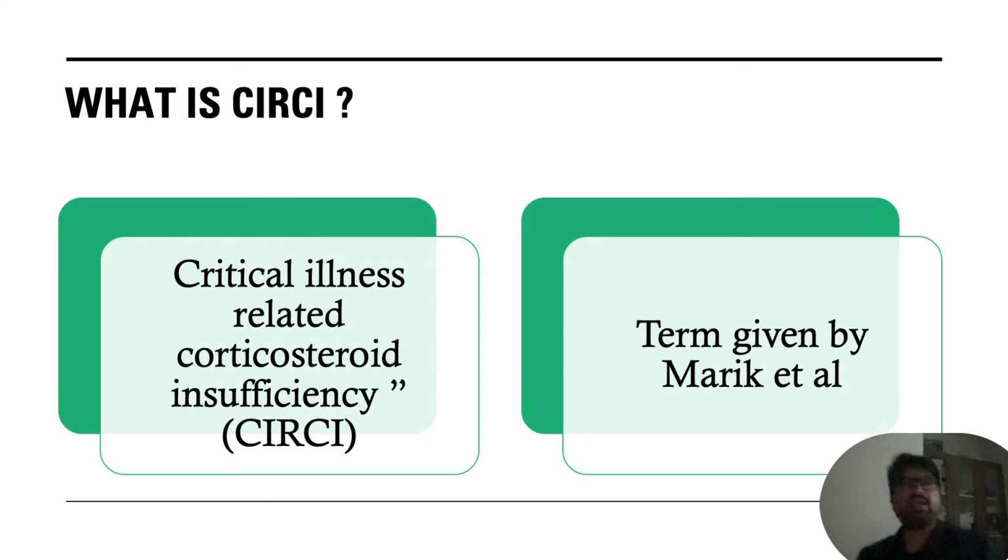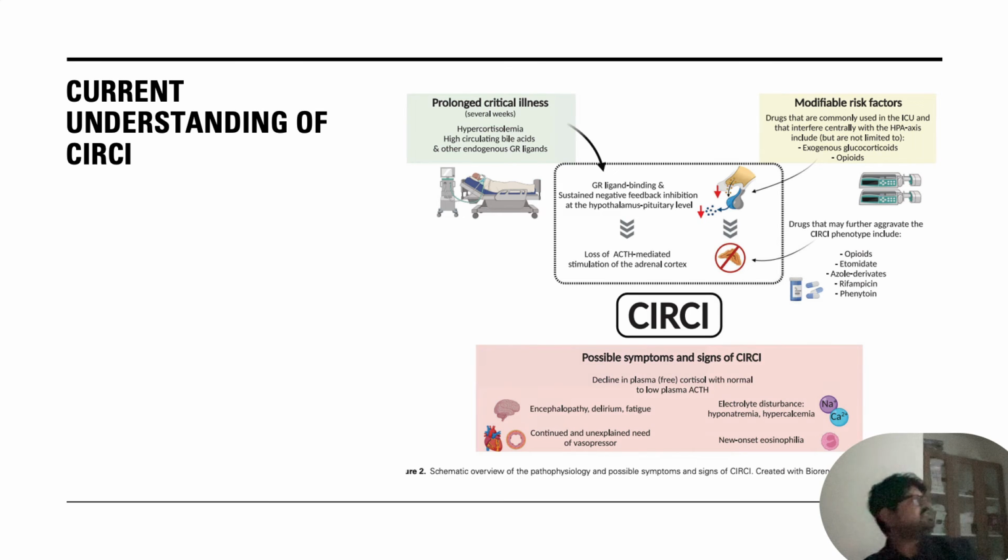CIRCI is critical illness related corticosteroid insufficiency, and it was Marik et al. who first gave the terminology a long time back. Now this is the current understanding of CIRCI. Your acute refractory septic shock is like a T20 match, right? You have 20 overs. Either you hit or get out, right? That's it. Either you take that snap decision of giving the steroid and saving the patient's life, or you decide not to give steroid and pull out.